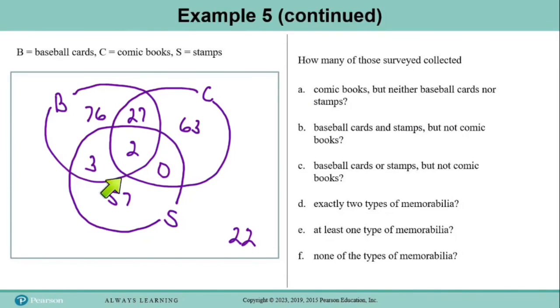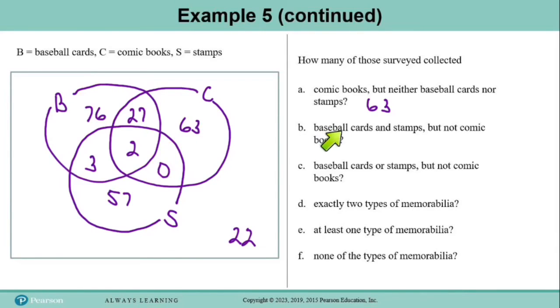Okay, I've copied our Venn diagram over here so we can see it still. So our first question says, how many of those surveyed collected comic books, but neither baseball cards nor stamps? So let's go to the comic book circle. We want only those who collect comic books and not those who collect baseball cards or stamps. So that would be the 63 people that you see here.